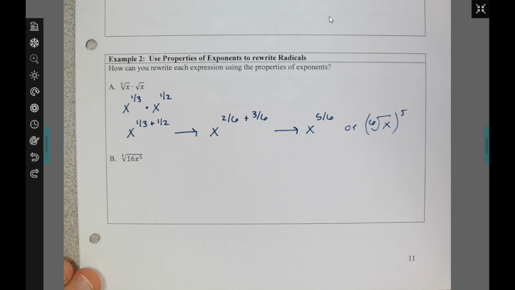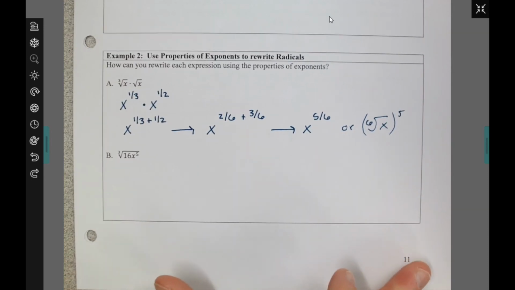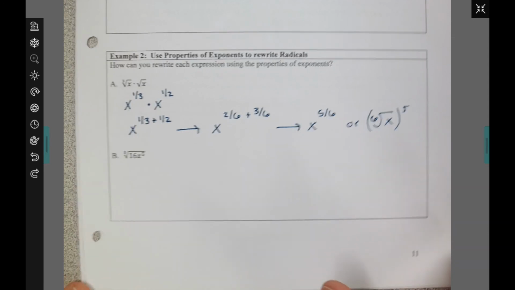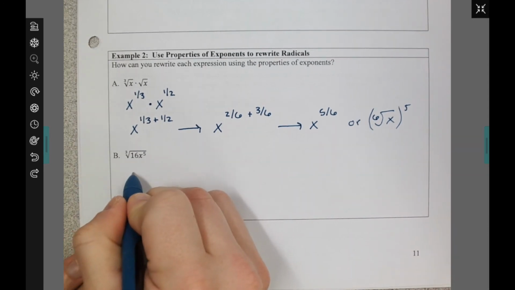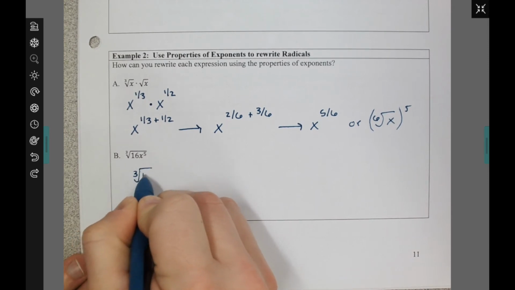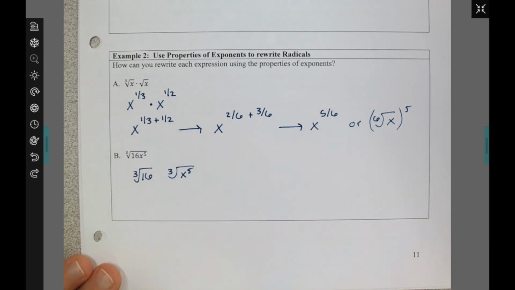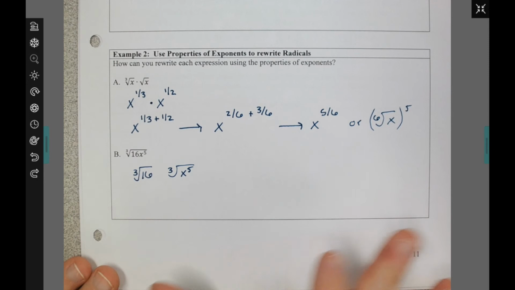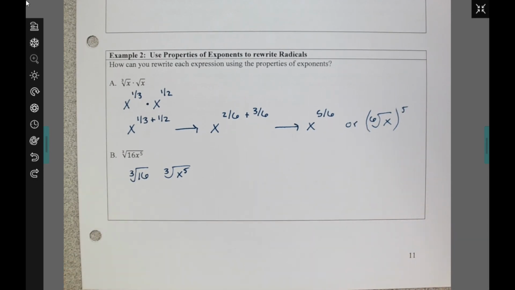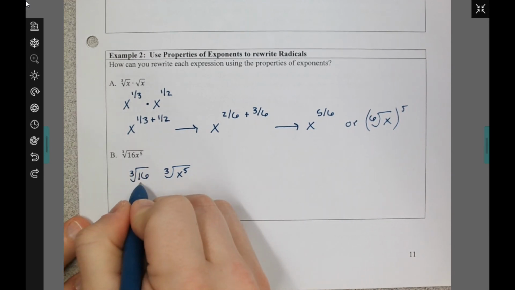And then B is the one that trips everyone up, and this is actually a pretty important problem here. So you got the cube root of 16 times x to the 5. As we did the other day, I like to break this up into 2 separate problems. So I got the cube root of 16, cube root of x to the 5. And then much like we did with square roots, you want to pull out any perfect cube roots. So we're trying to find factors of 16 that are perfect cubes.